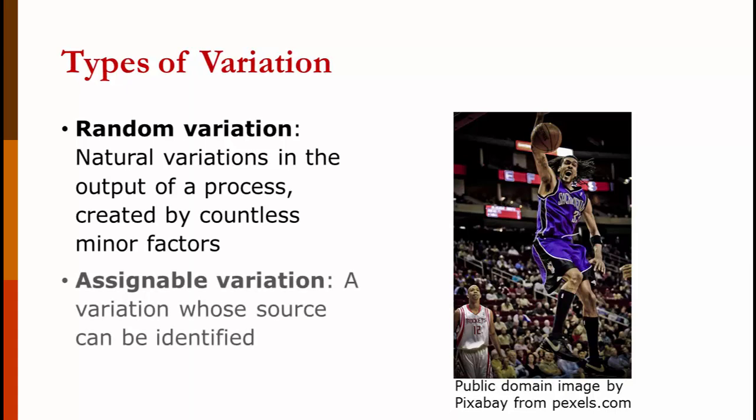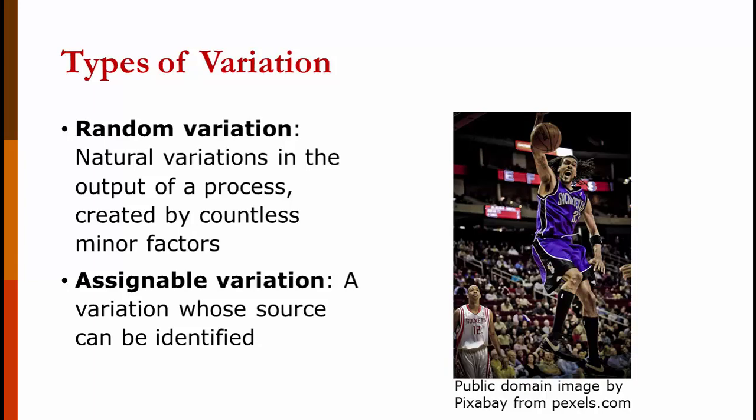Assignable variation is a variation whose source can be identified. So if John Smith has hurt his shoulder, he's not going to be such a good free throw thrower. If you were monitoring that on a control chart, possibly the process would be out of control. So the control chart would tell you that there was assignable variation. It wouldn't tell you what was causing that. It would just tell you there's a problem. So it would be the manager's job, or in this situation, the coach's job, to go figure out what was causing the assignable variation.